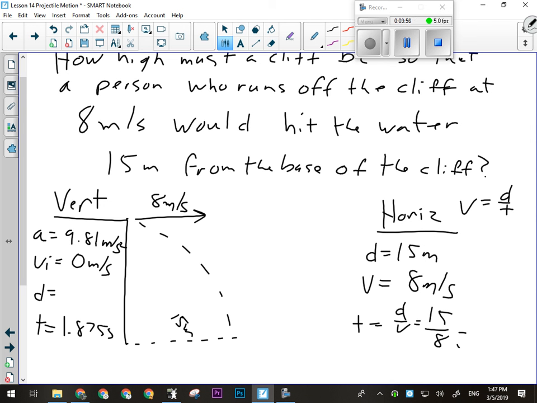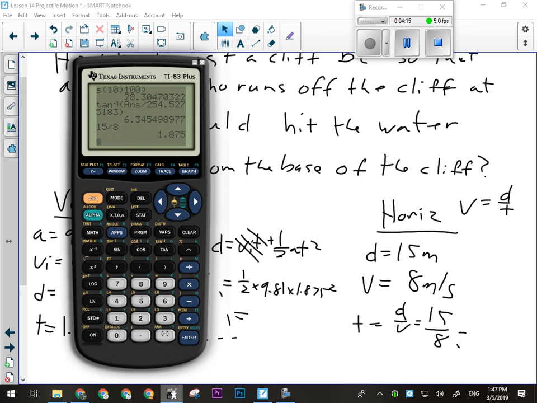Now, do I have a formula that'll calculate d with these other three variables? Yeah, this one: d equals vi times t plus 1/2 a t squared. vi is 0, so I can get rid of it. All I have to do is plug in 1/2 times 9.81 times 1.875 squared, and I will have the height of the cliff. So 0.5 times 9.81 times 1.875 squared. Whoops, missed the decimal. All right, so the cliff's 17 meters tall is what we've got there. That sort of makes sense?